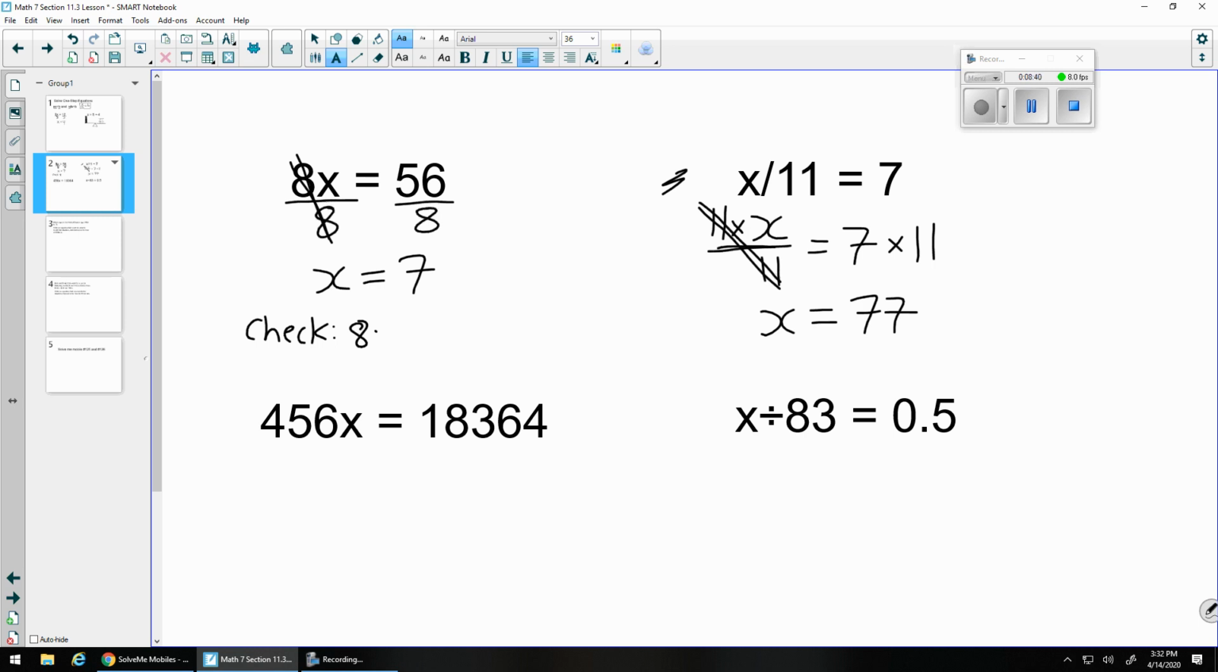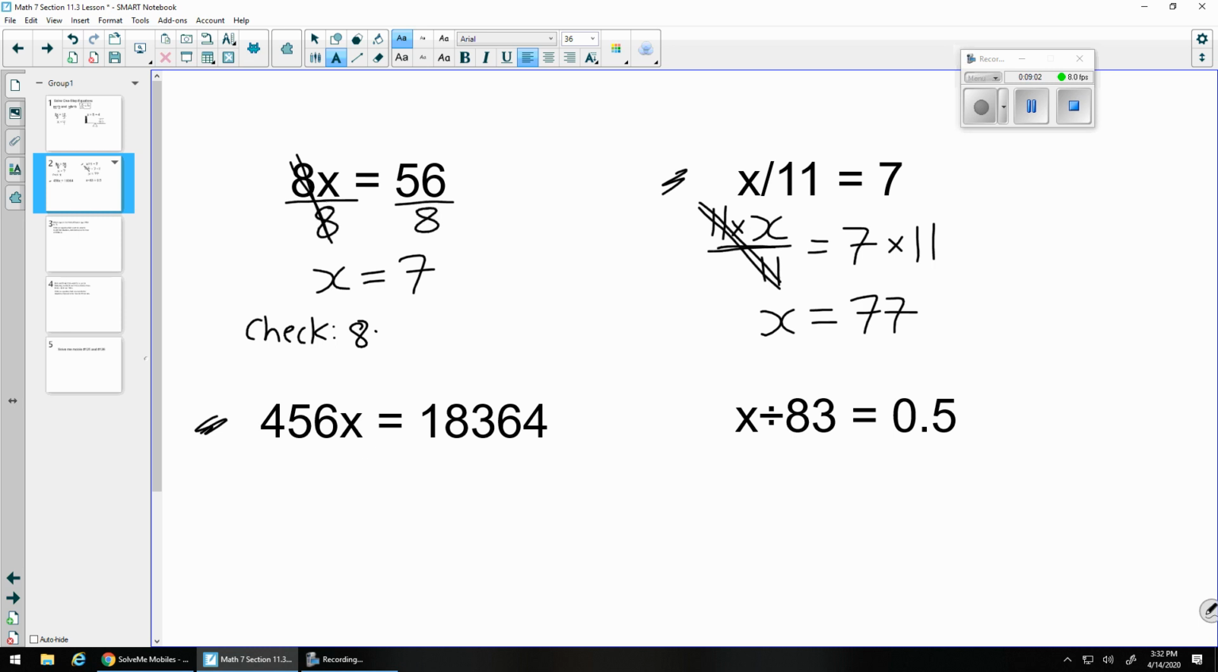Okay, so this method, we've been doing it with numbers that are on your multiplication table. But if you have a calculator, you can solve anything. So I just made this equation here. 456x is equal to 18,364. We can follow the same steps. Obviously, I'm not good enough at mental math to just know what x should be here, to just think and solve by inspection.